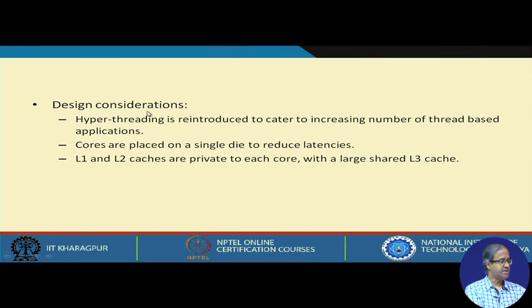Some of the design considerations here was that hyper-threading was again introduced in this family because there were several applications which demanded larger number of threads which started to appear. Because of that, this hyper-threading concept was again introduced here. And all the cores, they were placed on the same integrated circuit die. It was a single chip and the first 2 levels of the caches were private to the core, while the L3 cache was shared among the cores. So, here the number of cores were either 2 or 4, both these 2 kind of families were there. Okay.